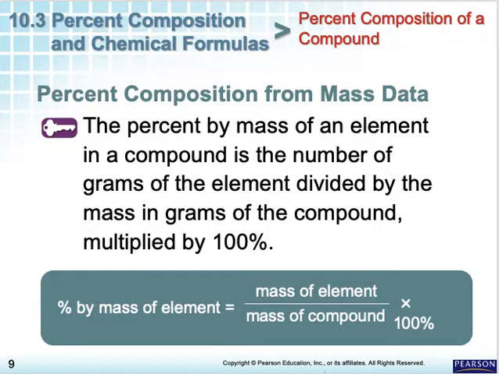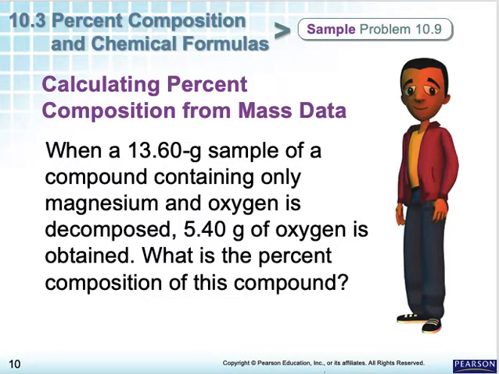Pretty straightforward. So, when a 13.60 gram sample of a compound containing only magnesium and oxygen is decomposed, we get 5.40 grams of oxygen. So the rest must be magnesium, and I can figure out the mass of magnesium by subtracting 13.60 minus 5.40.